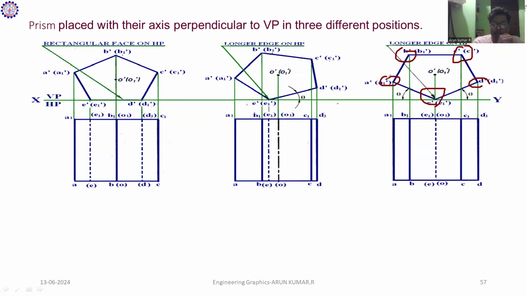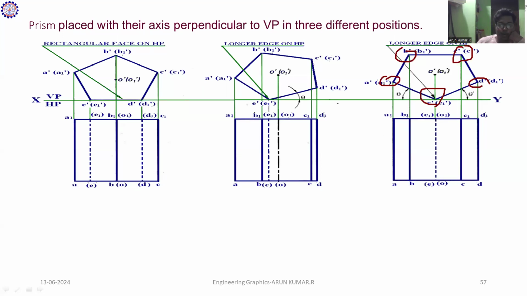I have to draw the front view and top view of the given solid. So what is the front view? This always looks like a pentagon. What is the top view? This always looks like a rectangle. So I have to proceed with these two diagrams. How to construct this? One of the longer edges is on HP.